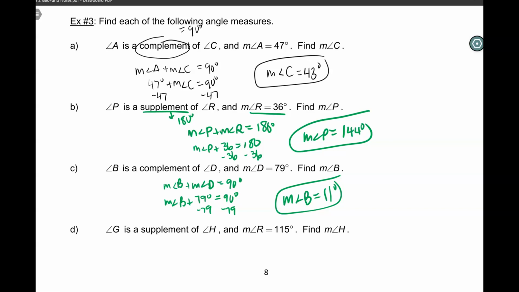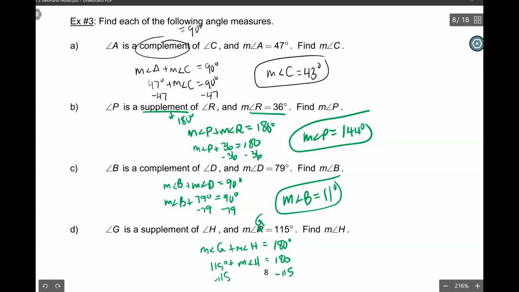Let's see, G is supplement, so this should say G. G is a supplement of H, so adds to 180. So the measure of angle G plus the measure of angle H should equal 180. So if I know that G is 115 degrees, and I add whatever angle H is, together they equal 180. Subtract 115 degrees. So the measure of angle H is going to be equal to 65 degrees.